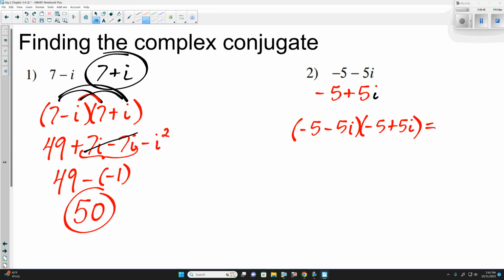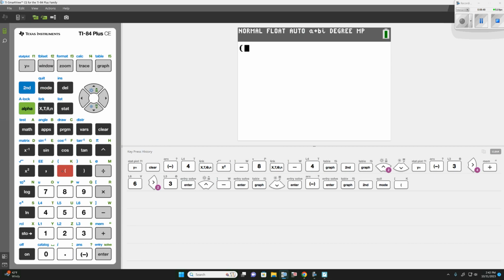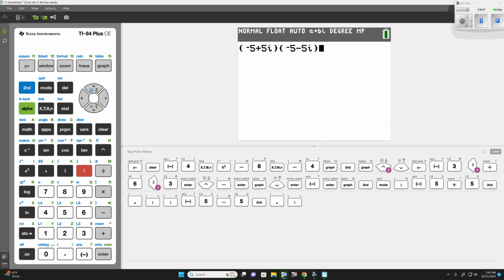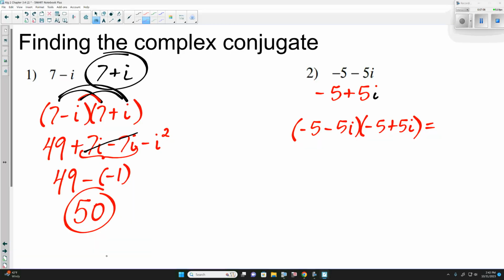And we could type this into the calculator. Negative 5 plus 5i times negative 5 minus 5i. Enter, and we get 50. They won't always equal 50. It just works out that these two did. Questions on this here? Which one is C? Both. Yeah, because for the homework, we're going to want the complex conjugate and their product for the first part.